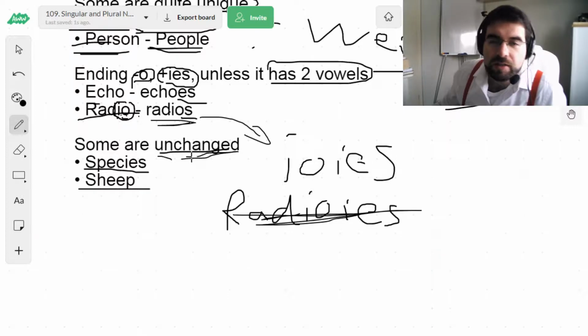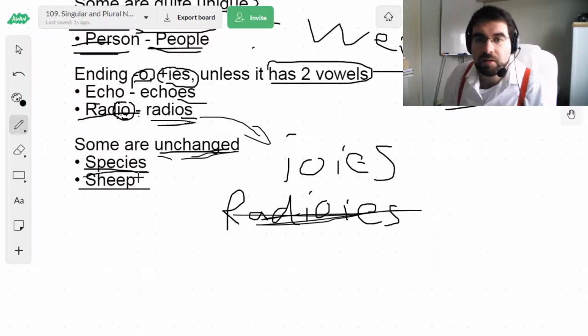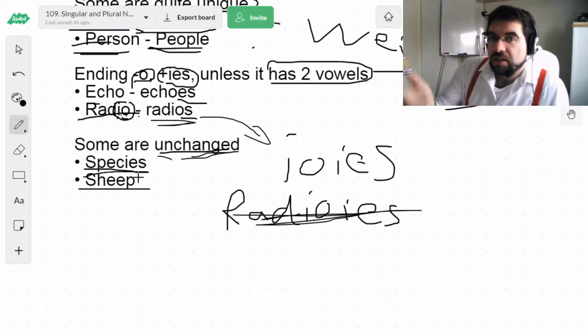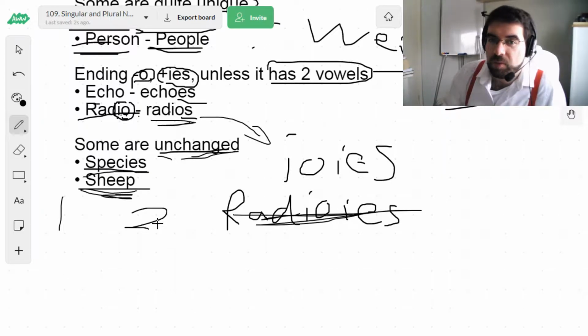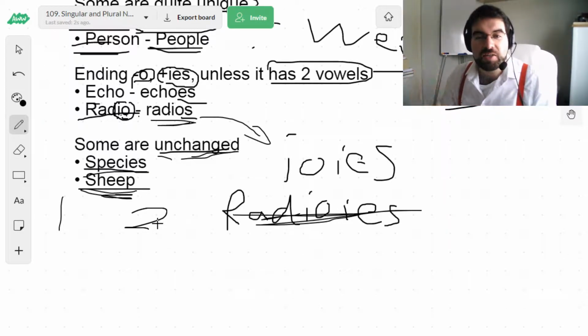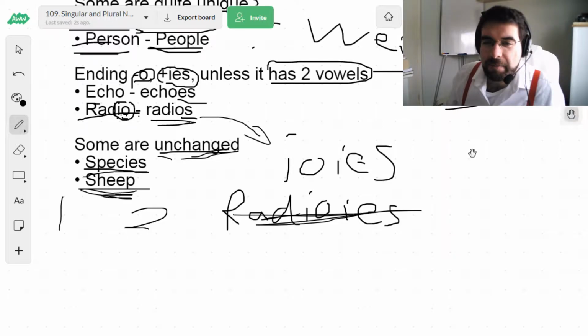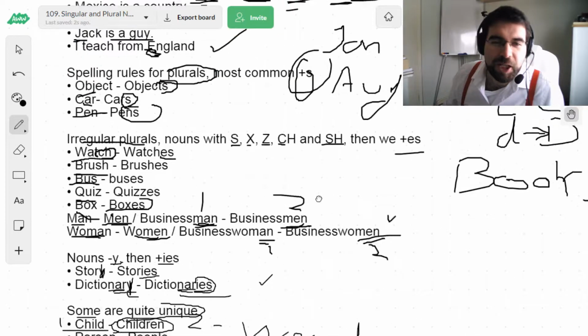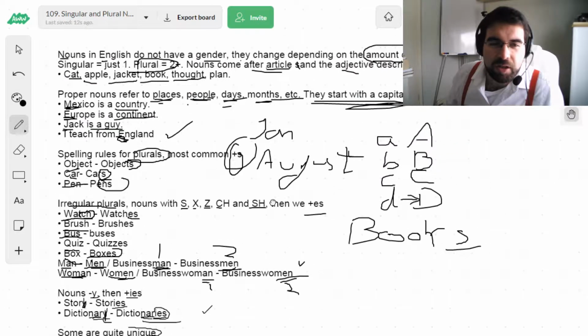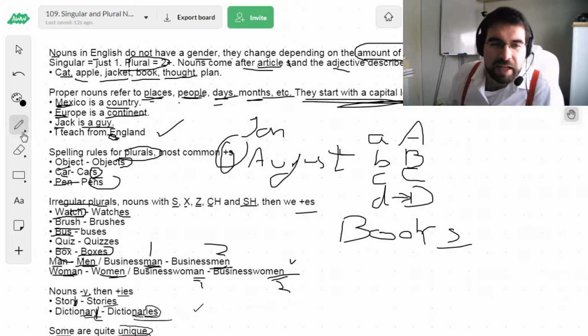Some just don't change. Species. Species of animal. Species of dog. Species of cat. It's the same species. And sheep. Classic one. One sheep, two sheep. It never changes. How cool is that? Yeah. So that's the basic overview as to how we can create plurals from nouns.